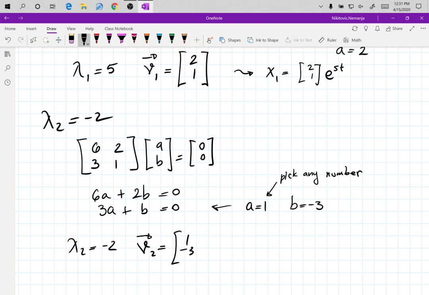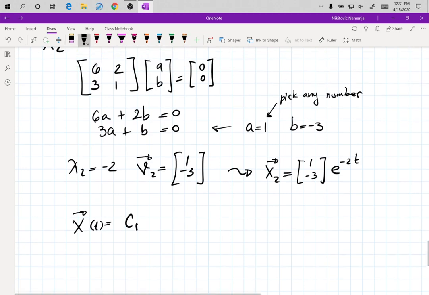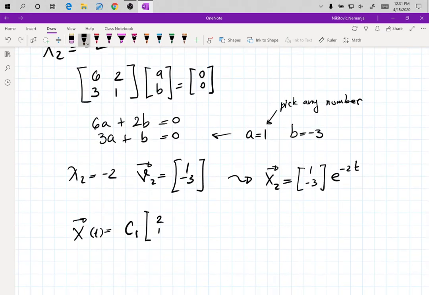So now we have that our lambda 2 is negative 2 and our v2 eigenvector is 1, negative 3, which gives us the solution x2 to be 1, negative 3 e to the negative 2t. I forgot these arrows again. Hey, there they are. So what's my x solution? C1 times 2, 1 e to the 5t plus C2 1, negative 3 e to the negative 2t.